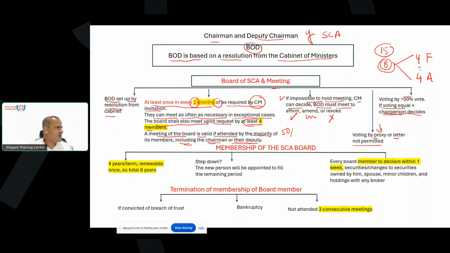Membership of the board. Okay, Shakir, you want to be a member of the board? Very good. I want to be a member of the board of SCA. So what are my qualifications? How do I get votes? How do I get elected? Let's understand.